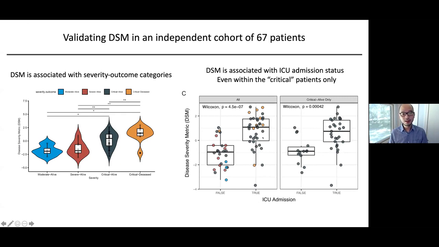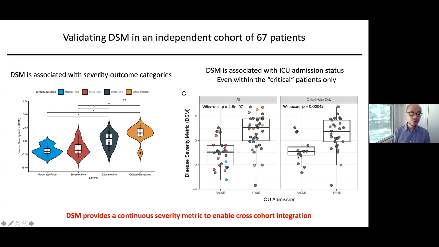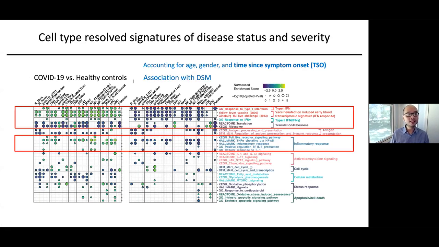So when you look at all the patients, the patients who got admitted to the ICU had an elevated DSM score. And I think the most interesting to me is this plot here, where even if you look at the patients who came in as ordinal score 6 or 7, labeled as critical, there's a clear delineation in the DSM score. Those who got admitted to the ICU had higher DSM scores than those who didn't. So this metric provides a continuous severity measure that gives us a bit more power to look at the patient cohort as a whole. We then look at the single cell data that we generated from these patients over time.